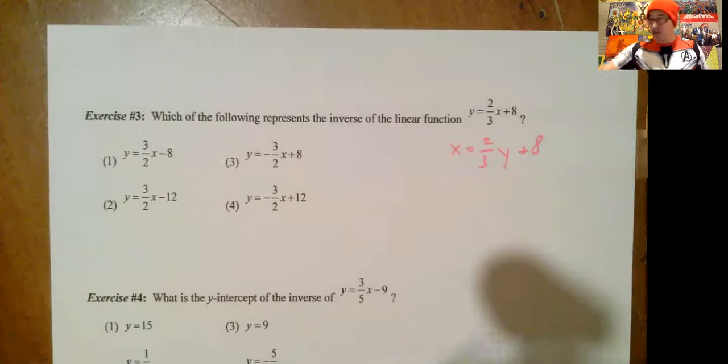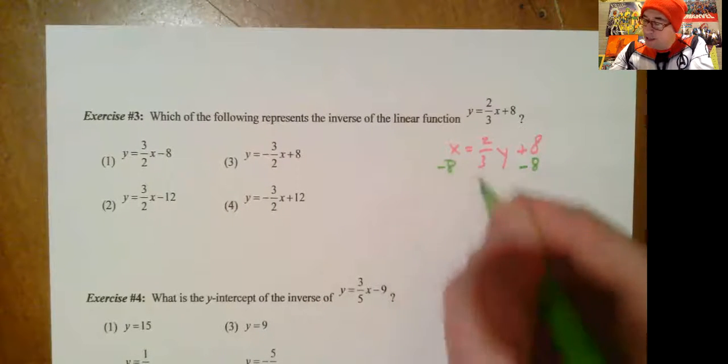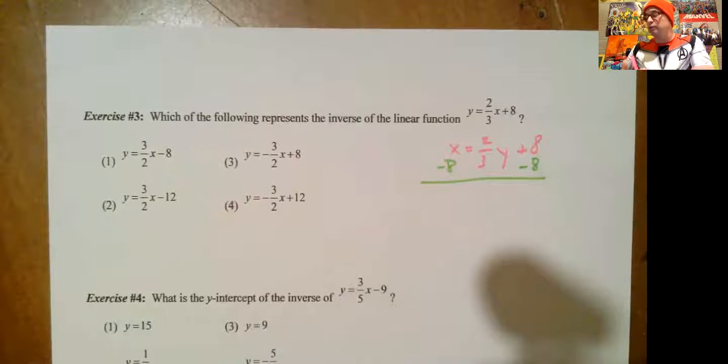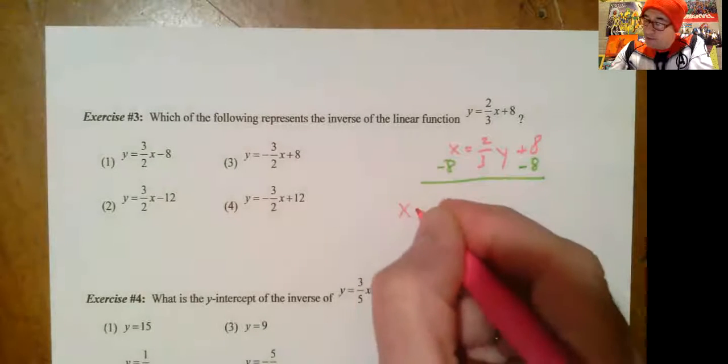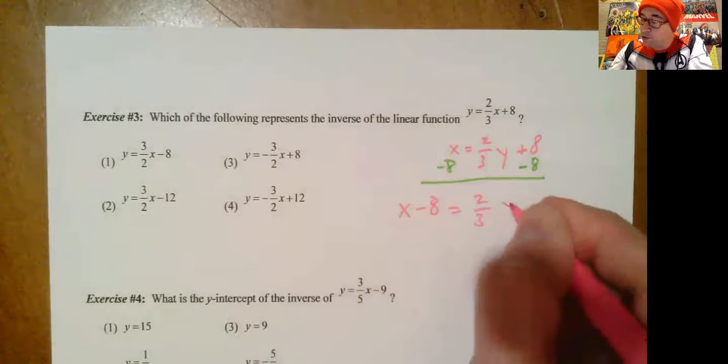So let's first now say, well, we got that 8 there. Let's move that to the other side so we don't have it to worry about anymore. We'll have to do a minus 8. Minus 8. We'll do a rewrite here, and we will have x minus 8 is equal to 2/3 y.